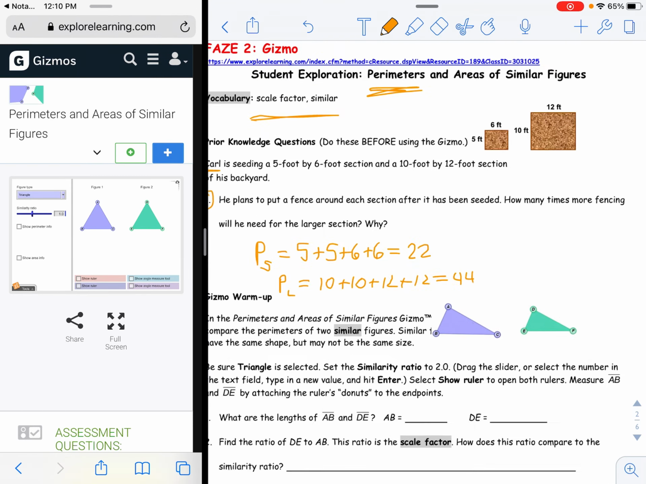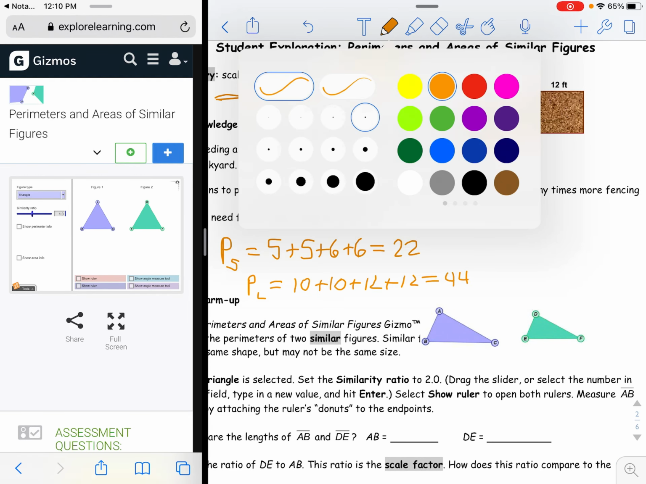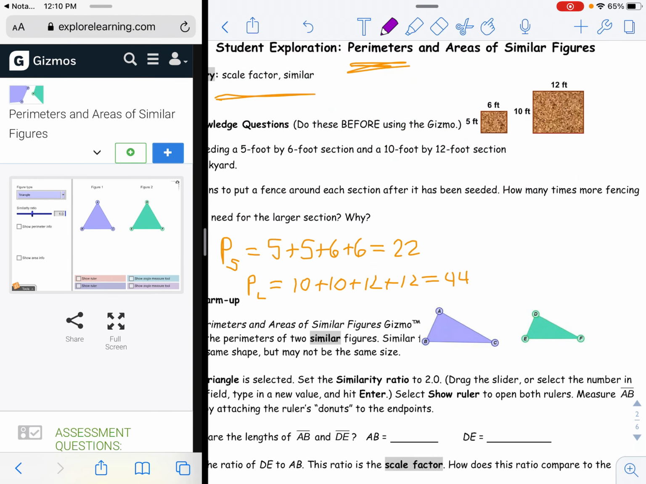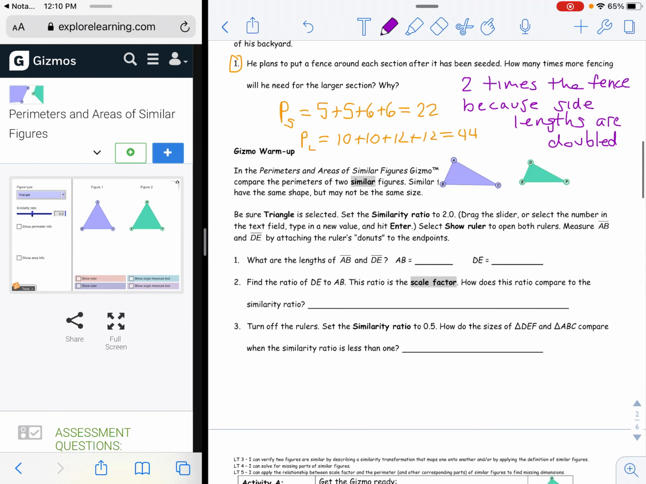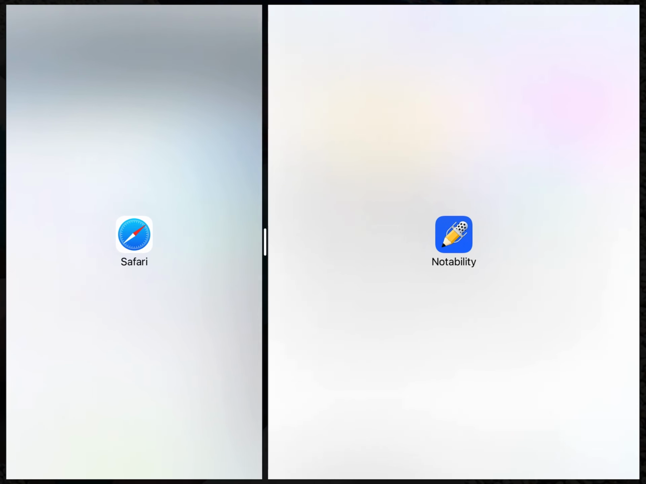Alright, well, that's interesting. And this is kind of like a foreshadowing of the entire Gizmo. How many more times? He'll need 2 times the fence for the larger one because side lengths are doubled. Alright, so that was just a little warm-up.